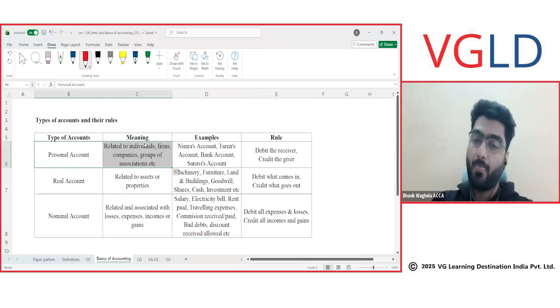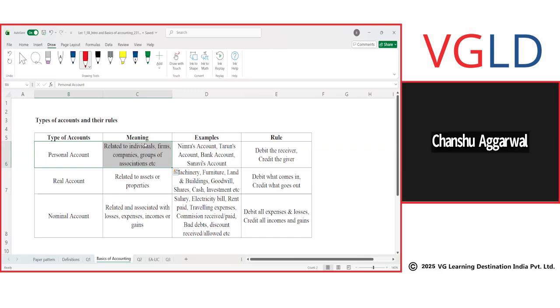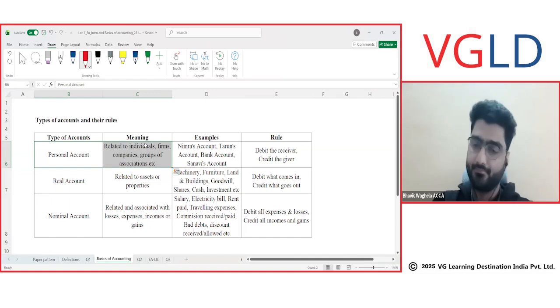Any questions, guys? So is there any exception to what I told, like personal and real hit the balance sheet and nominal hits the P&L? No, sir.